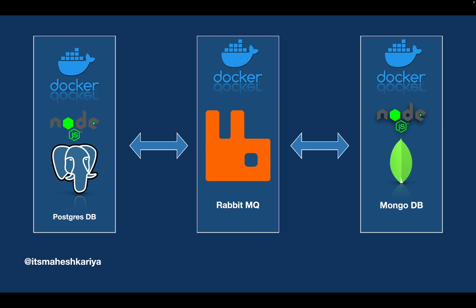So let's say if we hit something over there in a Docker image of Node Express and MongoDB, and I want to create something inside Postgres, how can we pass the events? That's what we are gonna understand in today's session. So without wasting any time, let's deep dive into it.